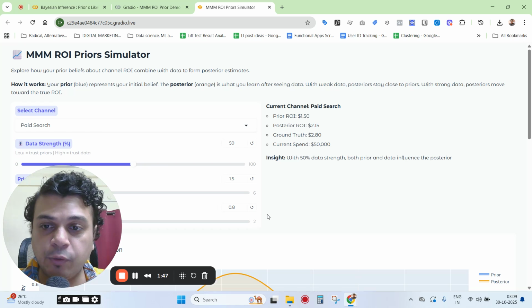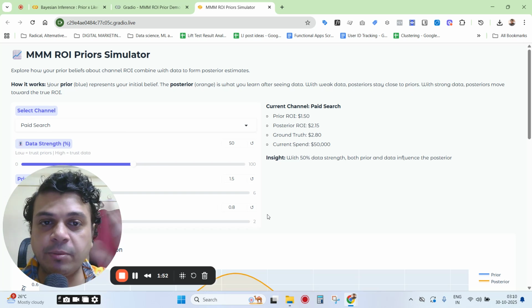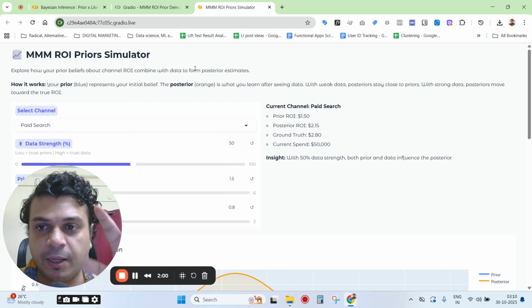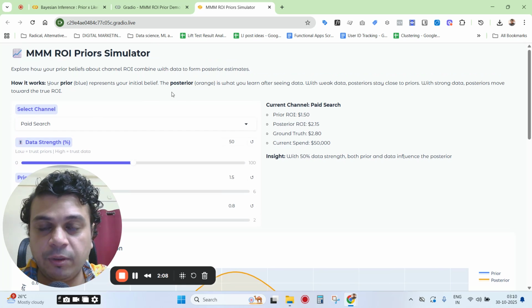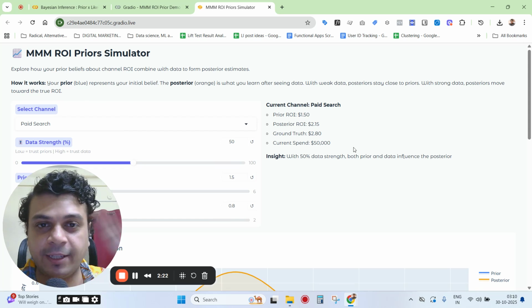Now, priors can be in other forms as well, but in this particular video, we are only talking about the ROI priors. And I'm going to talk about not just the priors, but how to set them and how it actually operates. So in this application in front of you, you see that there are several things happening here. This line here is very important: the prior represents your initial belief, the posterior is what you learn after seeing data. With weak data, posteriors stay close to priors. With strong data, they move towards the true ROI. And I think these few sentences just capture the entire essence of this concept of priors.